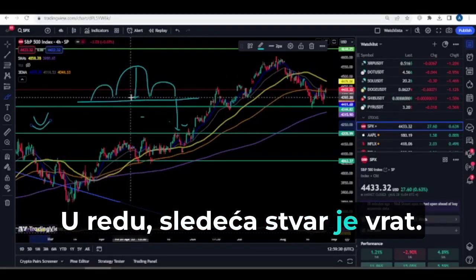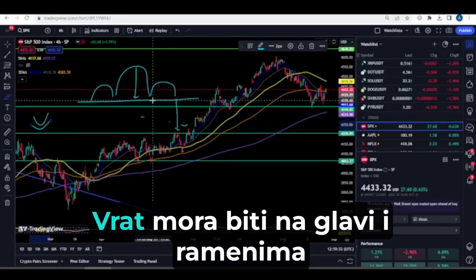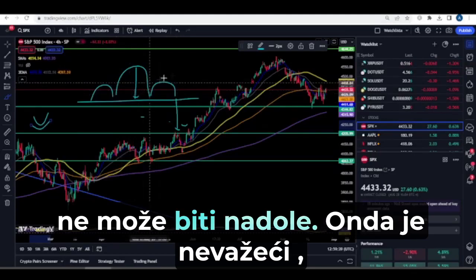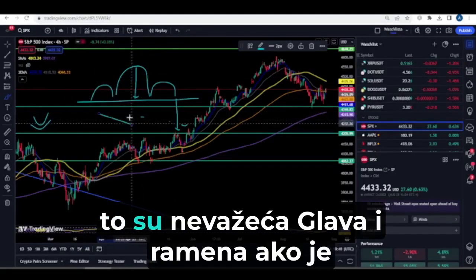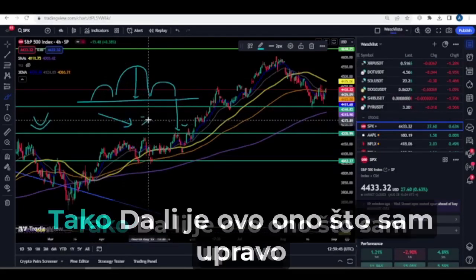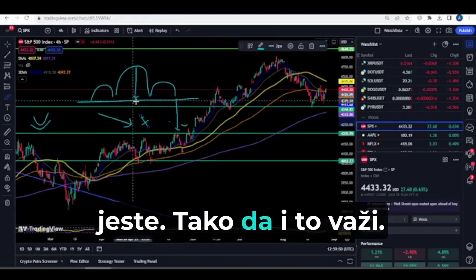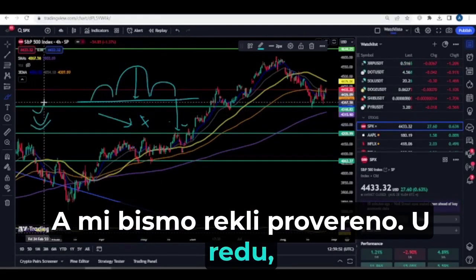The next thing is the neckline, and this is really, really important. The neckline has to be on a head and shoulders flat or upsloping. It can't be downsloping, invalid. That's an invalid head and shoulders if you get a downsloping trend line. Okay, so is this, the one I just drew, is it upsloping? Yes, it is, so that's valid as well. So we would say check. All right, so that is all.